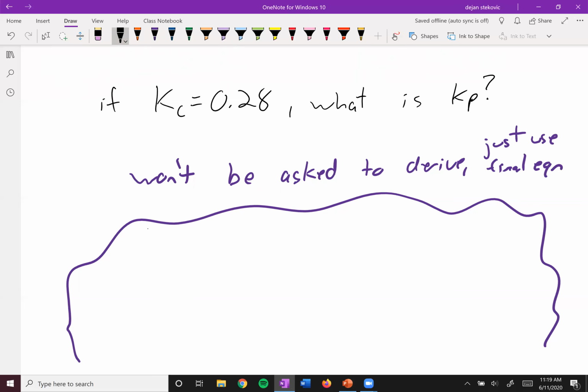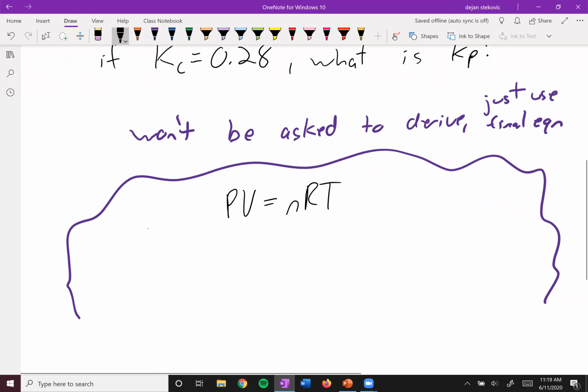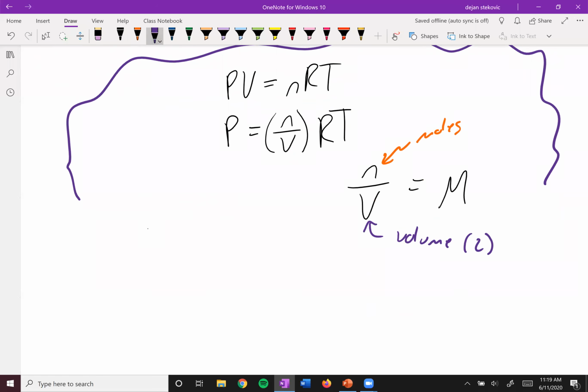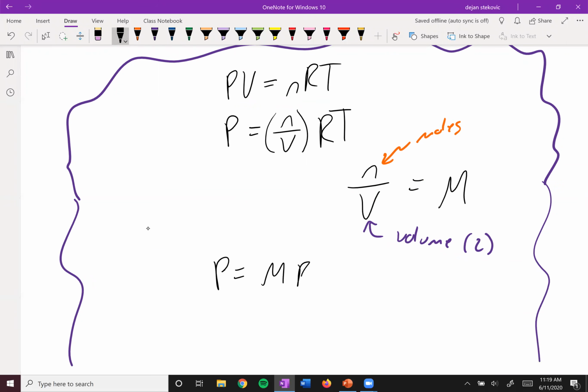So we know gases behave for the most part according to the ideal gas law. So we can say PV equals nRT. You remember that from Chem 101. We can then divide both sides by V to have pressure equal n over V times RT. Here n is the number of moles and V is the volume in liters, so we can call n over V molarity. And so then we get P equals MRT.